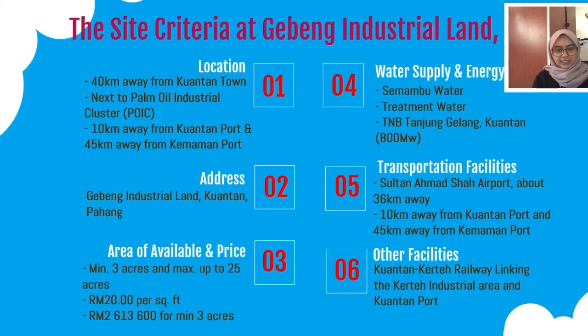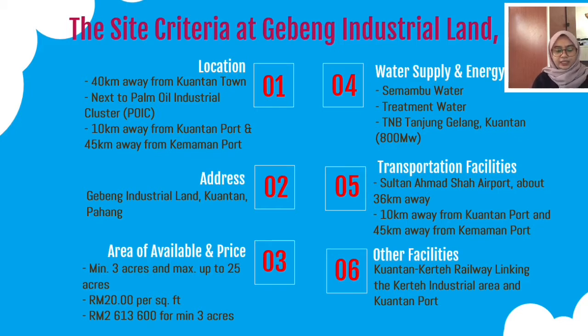Okay, now as you can see, these are the site criteria for the Gebeng Industrial Land at Kuantan, Pahang. The location is 40 km away from Kuantan town and next to the palm oil industrial cluster, and also 10 km away from Kuantan port and 45 km away from Kemaman port. For the address, it is located at the Gebeng Industrial Land at Kuantan, Pahang, and the available area is a minimum of 3 acres and a maximum of up to 25 acres.